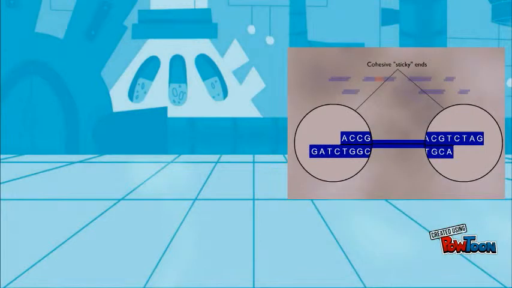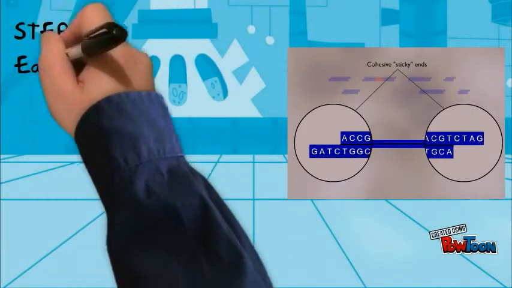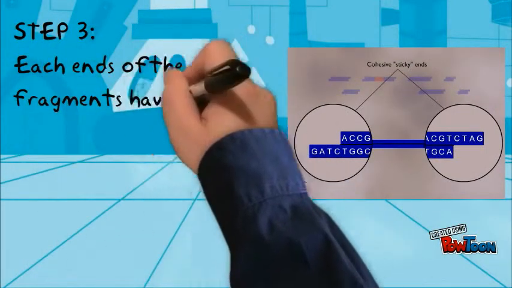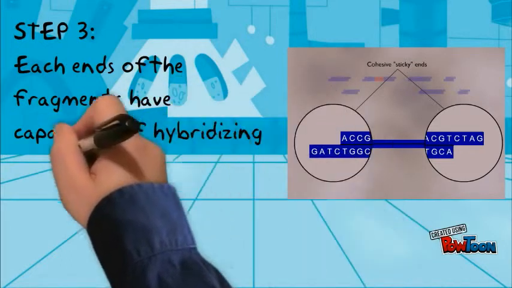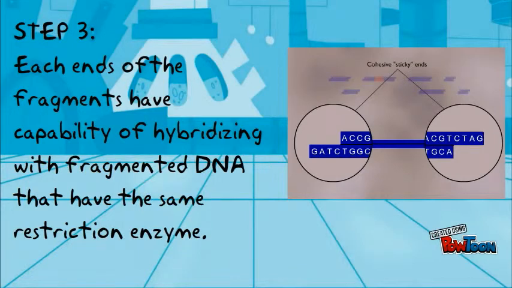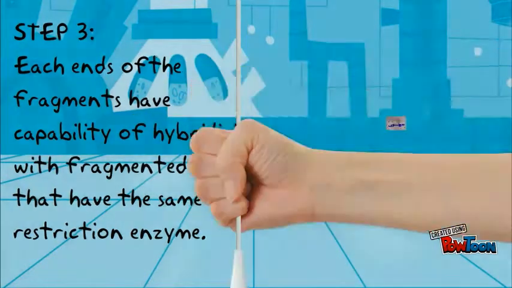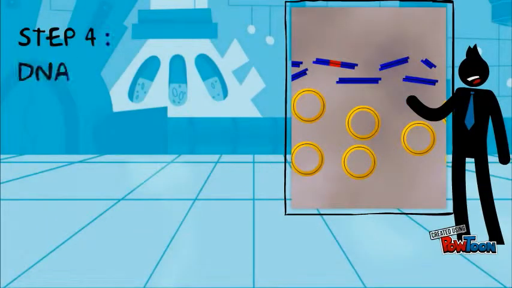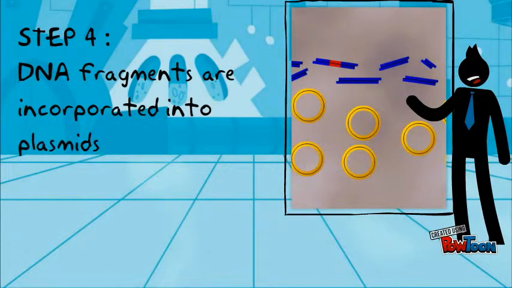For step 3, each end of the fragments has the capability of hybridizing with fragmented DNA that has the same restriction enzyme. Step 4, DNA fragments are incorporated into plasmids.